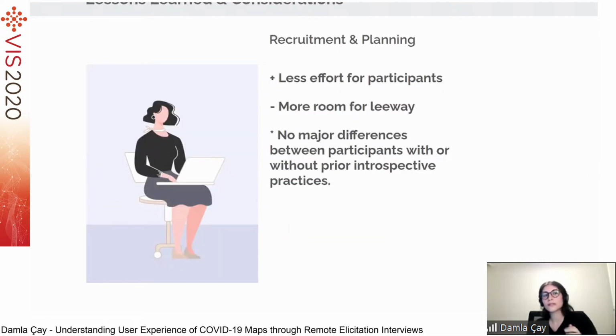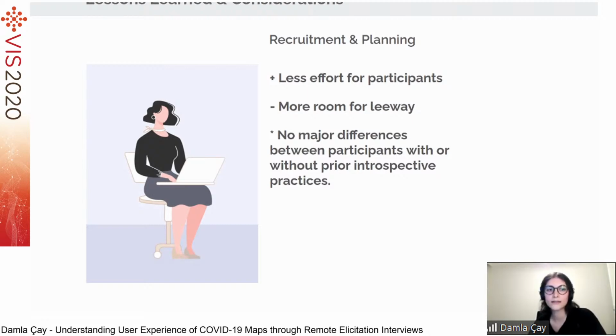In the recruitment and planning process, we had many cases of cancellation and rescheduling. Some participants requested to be interviewed spontaneously. While we cannot compare rates with physical interviews, we believe that remote interviews enabled more room for leeway. This might have a negative effect when multiple interviews need to coordinate, but if there is room for flexibility, remote interviews can allow adjusting to participants' schedules, therefore requiring less effort for them.